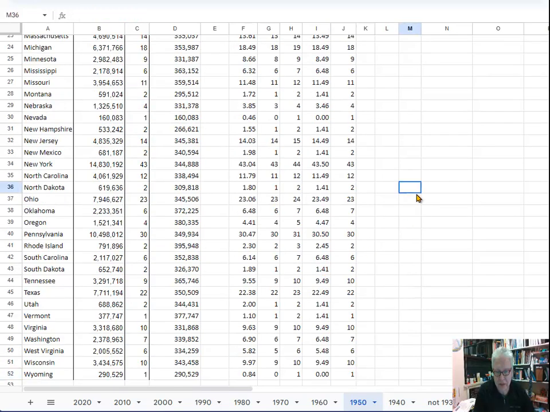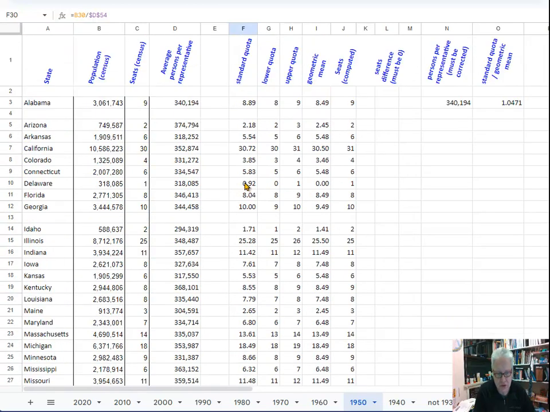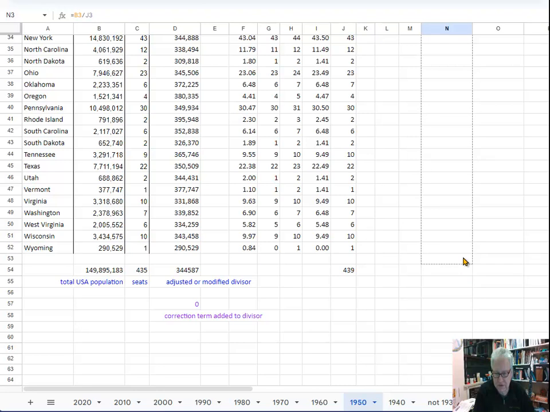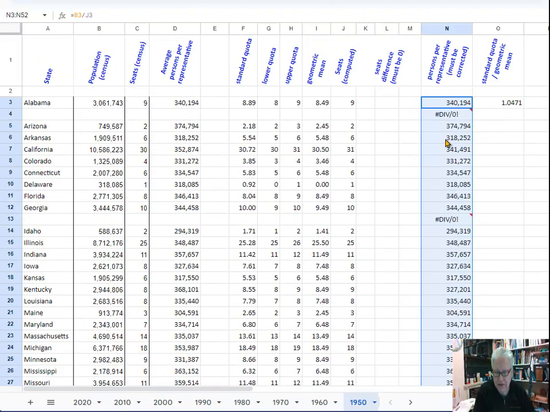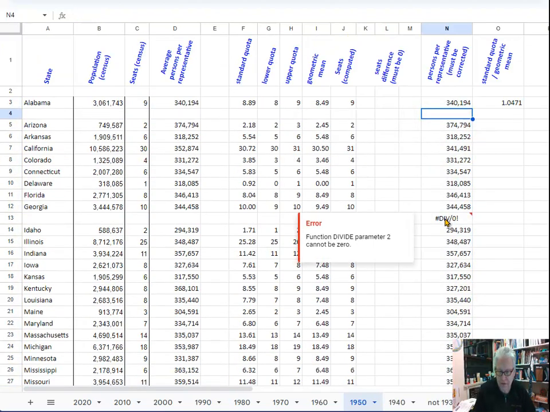The same thing, by the way, happens to Nevada here. And the same thing happens, I believe, to Delaware. All right, I'm going to pull this one down here. The persons per representative. And take these 2 out.